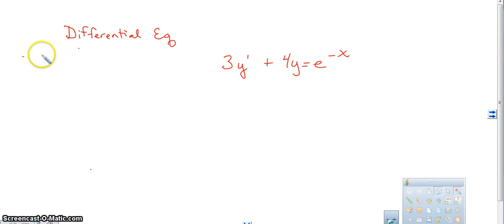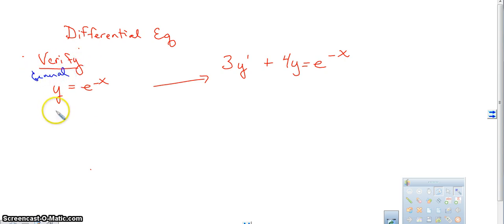First I'm going to show you how to verify whether an equation is a general solution to a differential equation. I'm going to verify that y equals e to the negative x is a general solution to this differential equation, 3y prime plus 4y equals e to the negative x. To verify, sorry, bad handwriting, I'm first going to take the derivative of my equation. So y prime would equal negative e to the negative x.